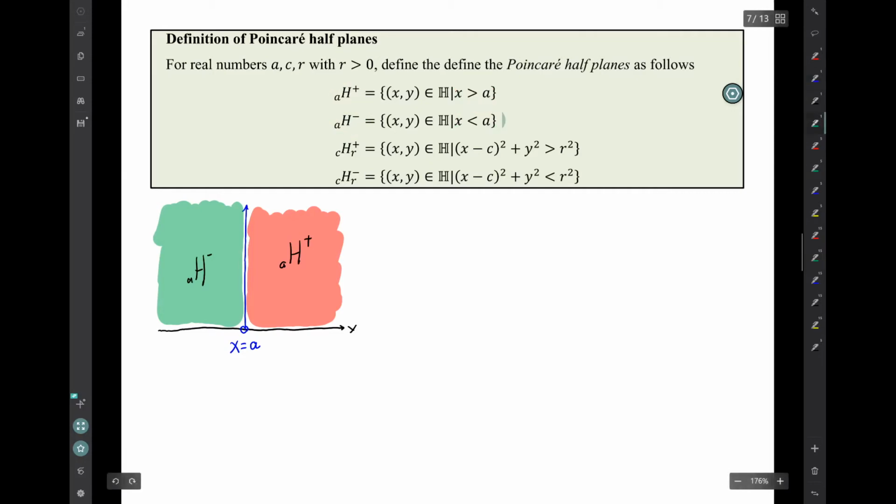Now there are two more Poincaré half-planes. This symbol, capital H with a subscript c on the left, subscript r on the right, and a superscript plus on the right, denotes this set, the set of all ordered pairs in the Poincaré half-plane that have the property that (x minus c) quantity squared plus y squared is greater than r squared. This symbol, very similar to the previous one but with a superscript minus sign on the right, denotes the set of all ordered pairs in the Poincaré half-plane such that this inequality is true: (x minus c) quantity squared plus y squared is less than r squared. These sets can be illustrated as well.